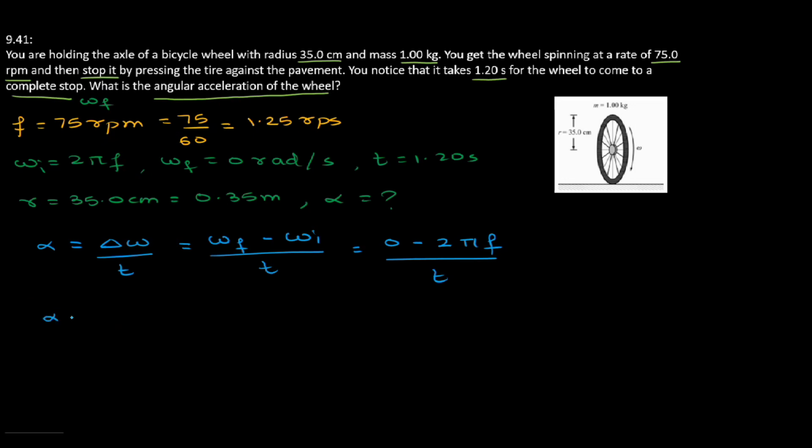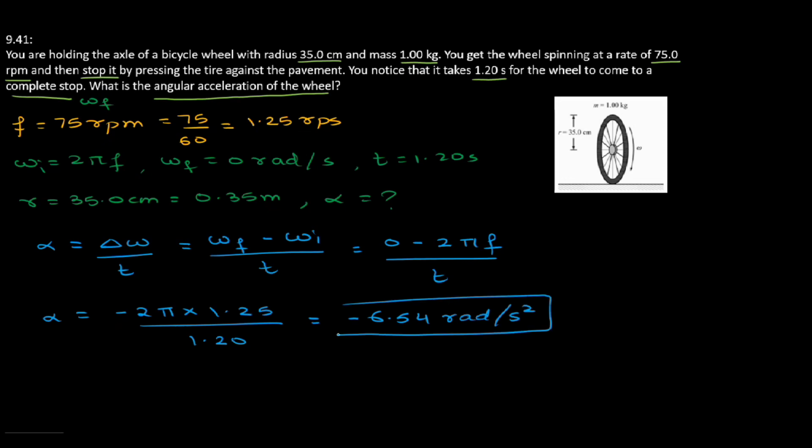So now let's substitute the value. Negative 2 pi. Frequency is 1.25 revolution per second. Divide by the time, which is 1.20. And when you solve this, you get your angular acceleration as negative 6.54 radian per second squared. This is my value of alpha.